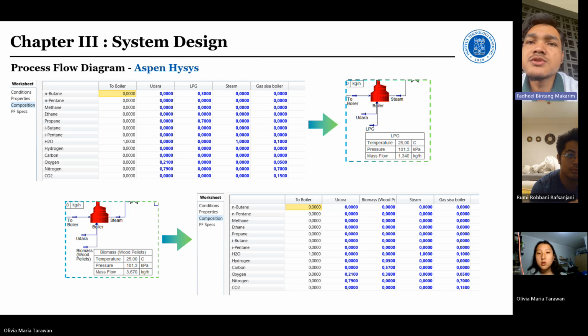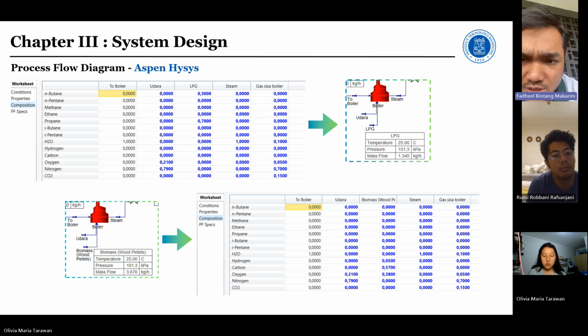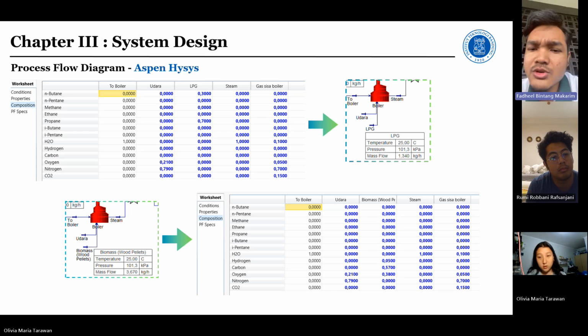Next is the steam generator model using Aspen. Two different fuel scenarios were analyzed, which are LPG-based combustion and biomass-based combustion, both mixed with air composed of 20% oxygen and 80% nitrogen, and then injected with moisture H2O for humidification and steam quality control.